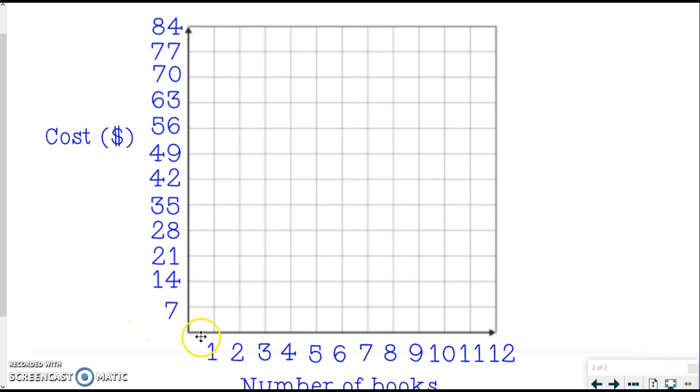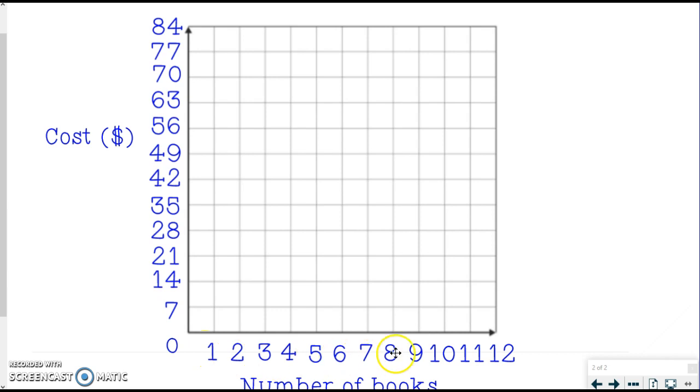The other thing I want to label is our origin here. And so I'm just going to put 0, 0 because it's 0 for both the x and y-axis. Okay? So go ahead and pause the video if you need to finish labeling. But otherwise I'm going to move on. So I'm just going to take the information from our real world problem to create our points. The first one they told us was $14 for 2 books.